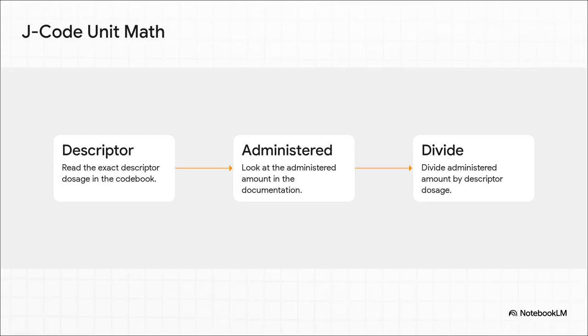Okay, focus up for a second, because we're about to look at a huge CPC exam trap. When you're dealing with J codes for injectables, never ever just bill one unit simply because the patient got one injection. J code billing is dose-based, not event-based. So you have to follow this super simple three-step math rule. First, check the exact descriptor dosage right there in your codebook. Second, look at the administered amount in the provider's notes. And third, just divide the administered amount by that descriptor dosage, and boom, that gives you your billing units.